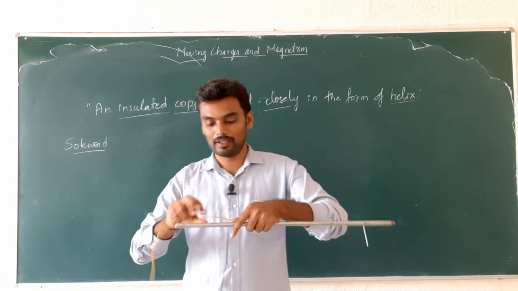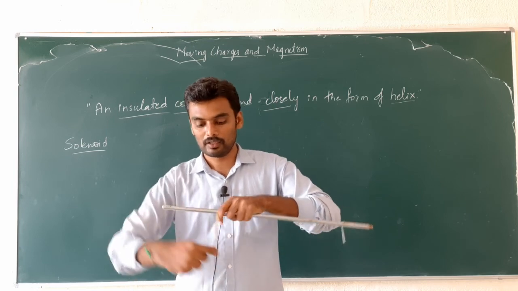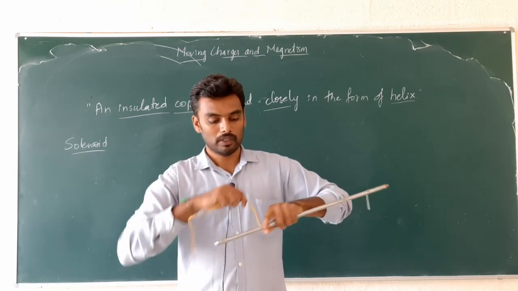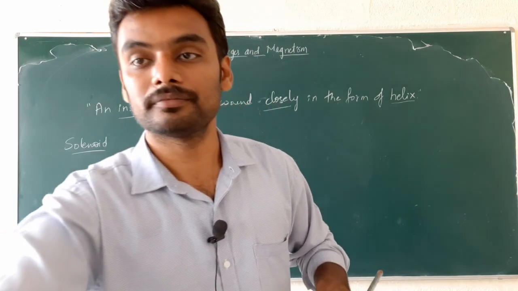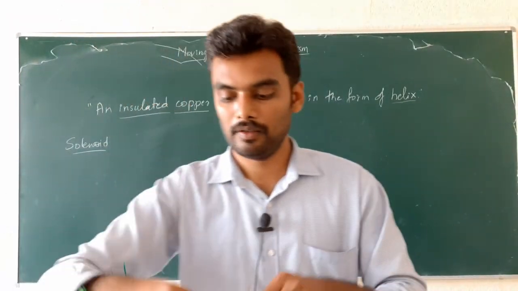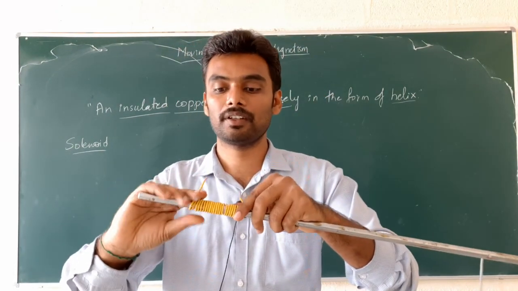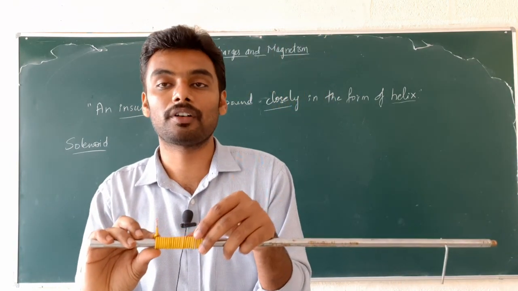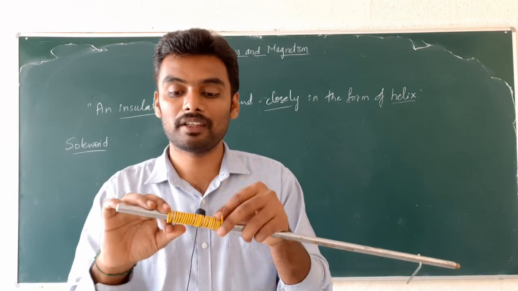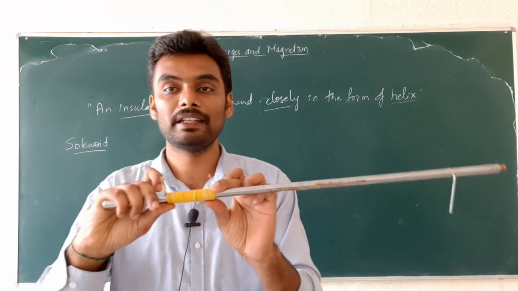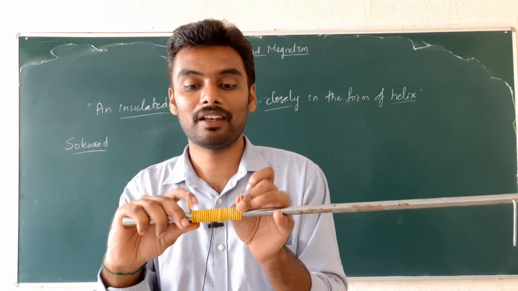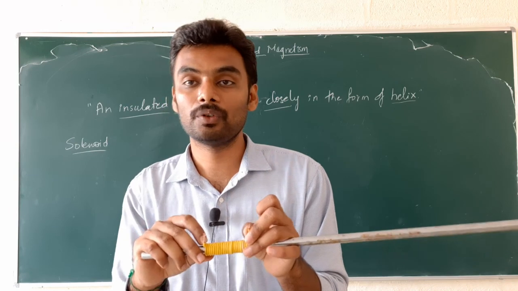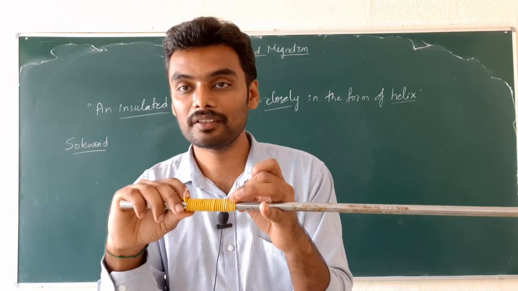How do I wound it? I'll take a support like this, and then I'll start winding it like this. One turn, two turns, three turns, 4, 5, 6, and so on. Yeah, this is how it looks after winding it. They have not mentioned that it can have anything inside it or it should not. There's no specification about it, so even if I keep a metal rod inside, what is this now? This is an insulated copper wire closely wound in the form of a helix. What is this? This is a solenoid.